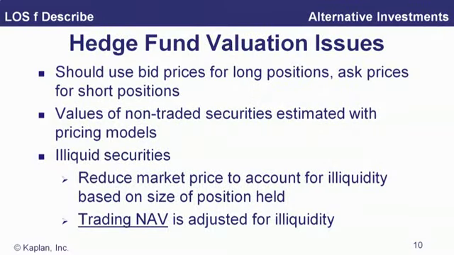So, valuation issues. Should use bid prices for long positions and ask prices for short positions. The sense of that is you're using the price at which you would have to close out your position. So if you have to sell a long position, you're selling at the bid. If you've got a short position and need to buy in shares to close out that position, then you'd use the ask price. So that's why they would value it that way.